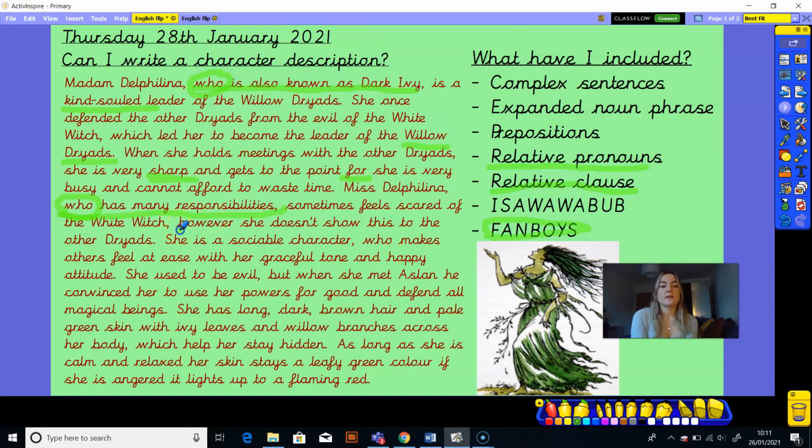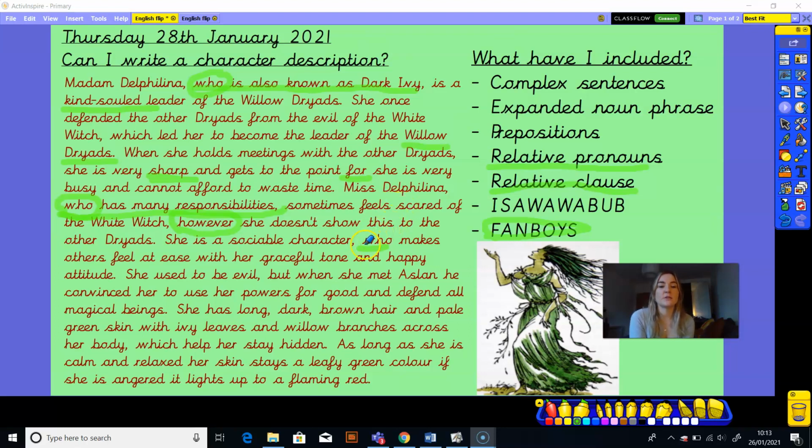And however is a sort of a type of conjunction. So if you wanted to use however in your writing, then you can do the same. You can use however if maybe you want to go against something that you've said. So I've said here she sometimes feels scared, however she doesn't show this to the other dryads. So is there something that your character does, however they don't reveal it to anyone else because of a certain reason?